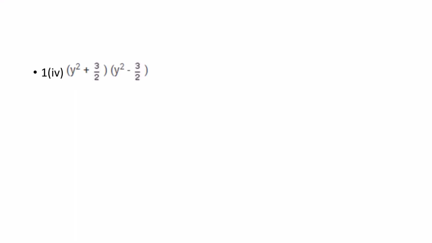Now the third question is (y square plus 3 by 2) into (y square minus 3 by 2). So we can see that both the terms are the same, only the sign is different. So which identity can we use over here? We can use (a plus b) into (a minus b), and (a plus b) into (a minus b) is a square minus b square.